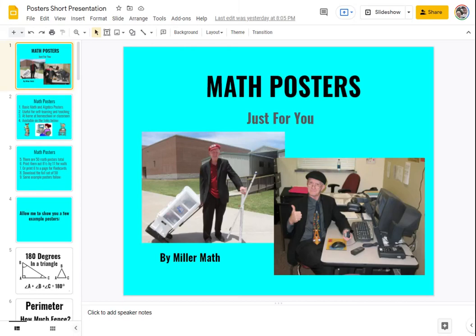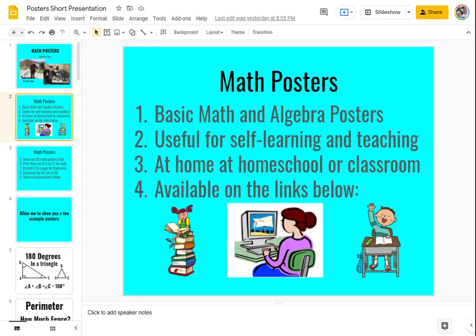Hello, I would like to present math posters just for you. I'll show some examples and provide a link so you can download your own set. These are basic math and algebra posters.